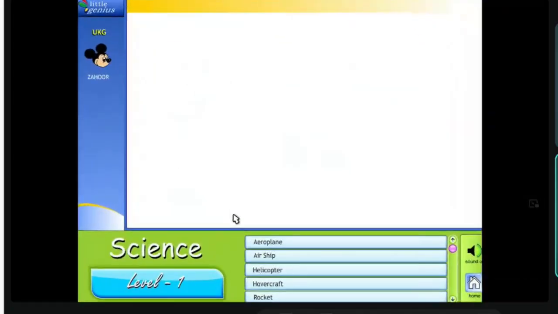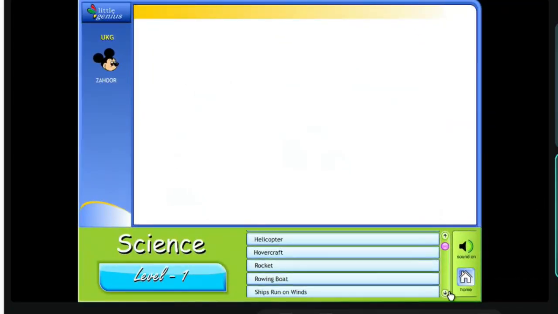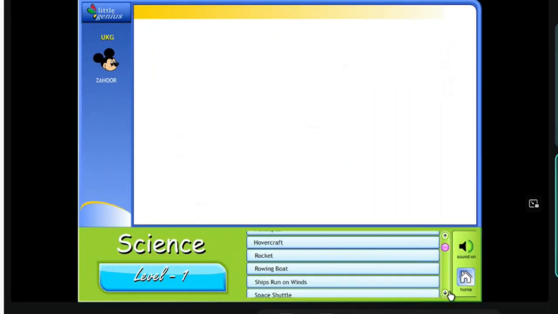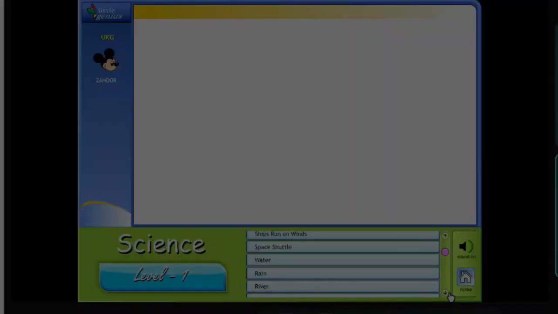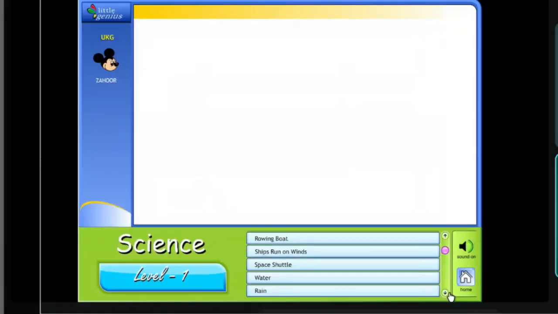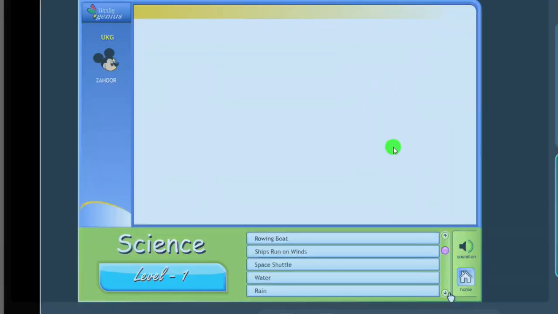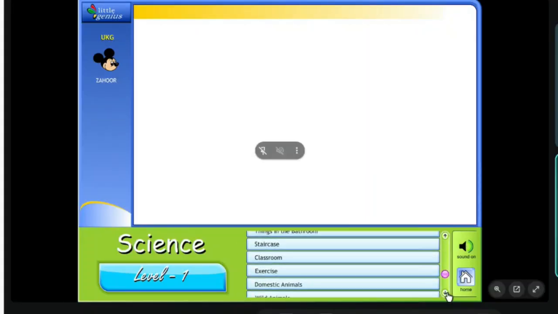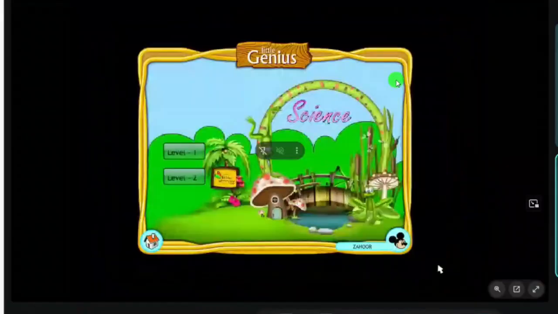Then another set is what is aeroplane, airship, science level 1. So hovercraft, helicopter, rocket, all these things will be there. Space shuttle, water, rain, river, ocean, forest, wood, window, ship. All these things will be explained. Okay, you can see how many things are there. Domestic animals will be in this.